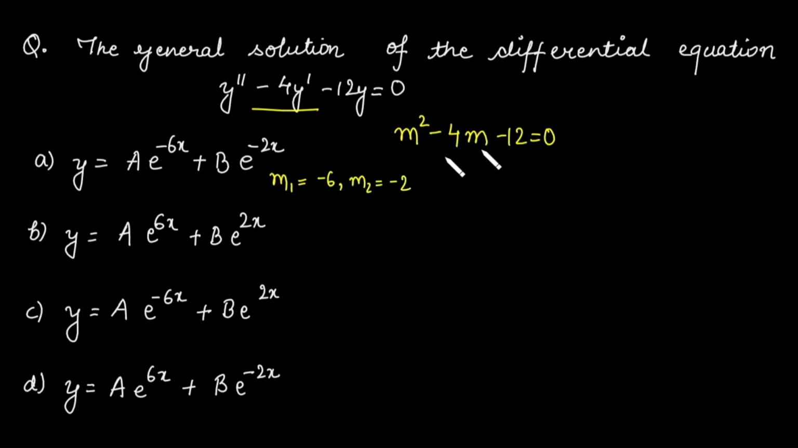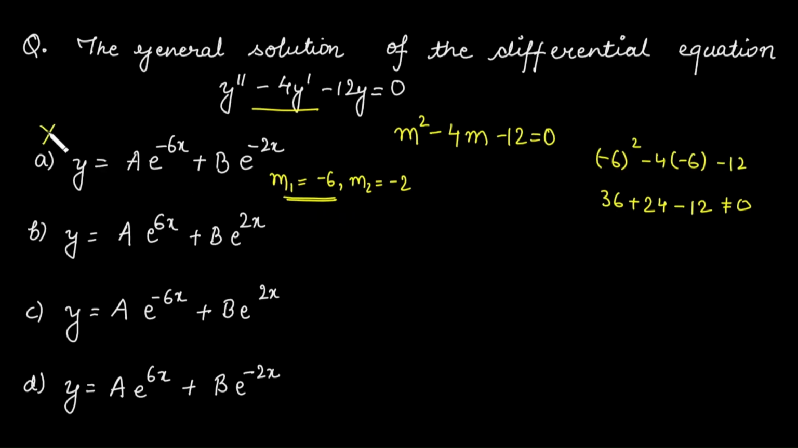So check whether minus 6 satisfies this one. Minus 6 square minus 4 into minus 6 minus 12. Is this equal to 0? This is 36 plus 24 minus 12. This cannot be equal to 0. It means m is equal to minus 6 cannot be the factor. Hence, we can clearly discard option A as well as C because it also contains e raised to power minus 6. Let's check for m is equal to minus 2.